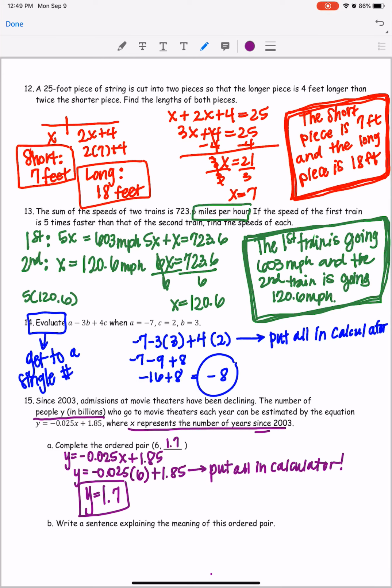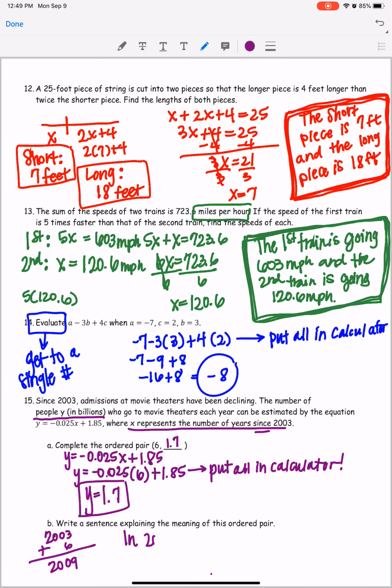So, what does this mean? My x is 6. X represents not only the number of years, but the number of years since 2003. So don't just tell me in 6 years, because again, in 6 years from when? In 6 years from 2000, from today, from the future. In 6 years tells me no information. So if it is since 2003, and my x is 6, we've got 2003 plus 6. We are now in 2009.